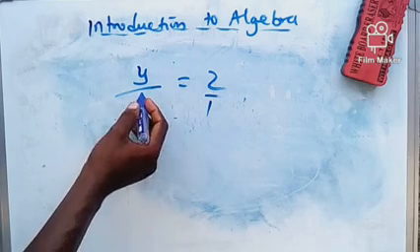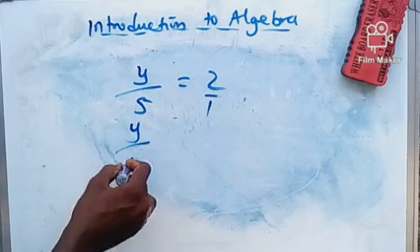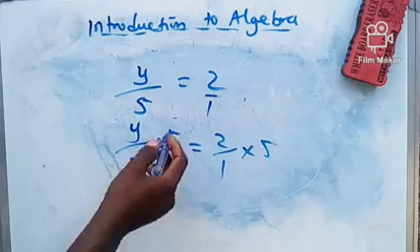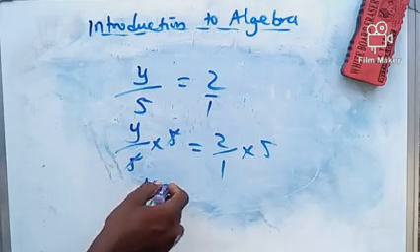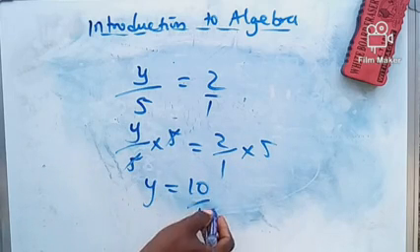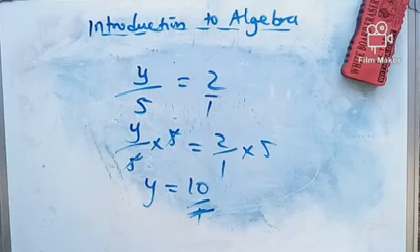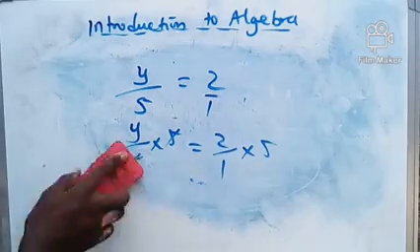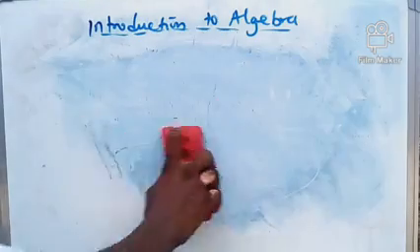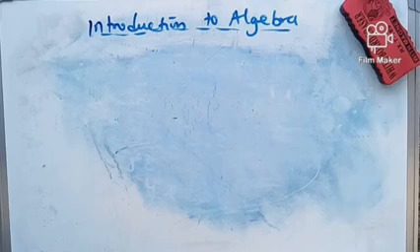So we just multiply by 5. So we have y over 5 times what? 5 is equal to 2 over 1 times what? 5. So when we multiply by 5, the 5 takes care of 5, and y will become equal to 2 times 5, which is what? 10 over 1. And 10 over 1 is the same as what? 10. And that is the final answer. So this is one piece of knowledge that you need to understand when you are dealing with problems in algebra. So in this video, we have completed some of the foundation knowledge that we need when tackling algebraic problems.